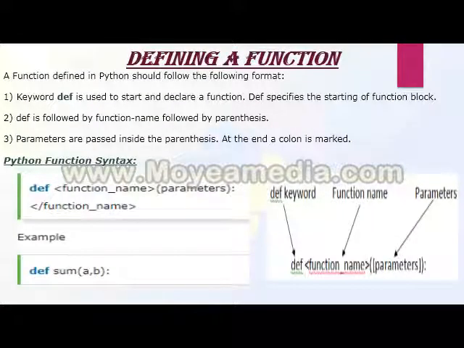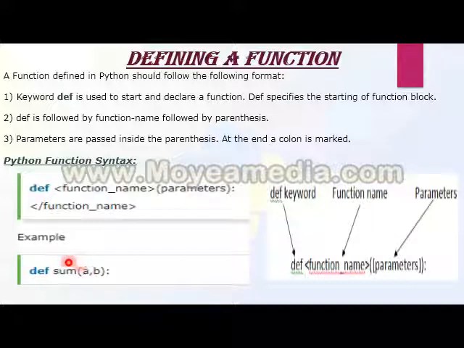Now we will define a function by its syntax and example so that it will become more clear to us. A function defined in Python should follow the following format. The keyword def is used to start and declare a function. def specifies the starting of the function block. So here we can see in the syntax of a Python function that the def keyword is used before the function name, which specifies the starting of a function block, like def sum(a, b).